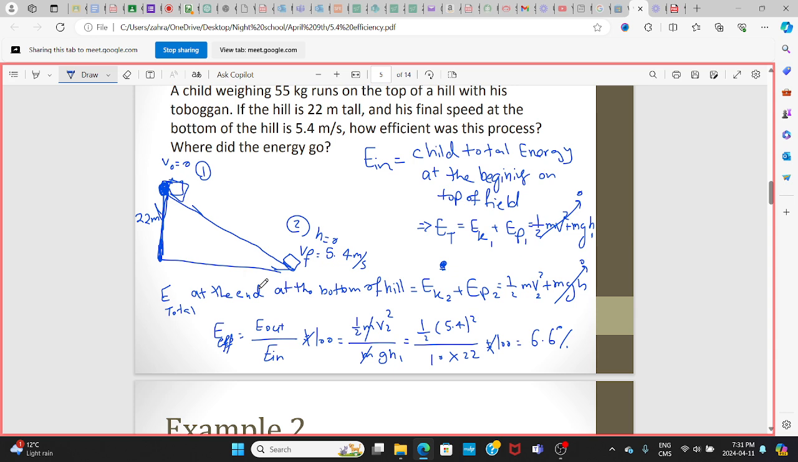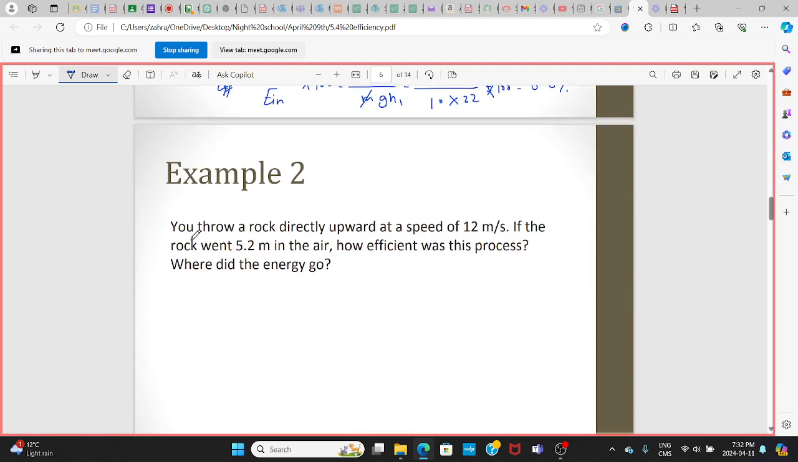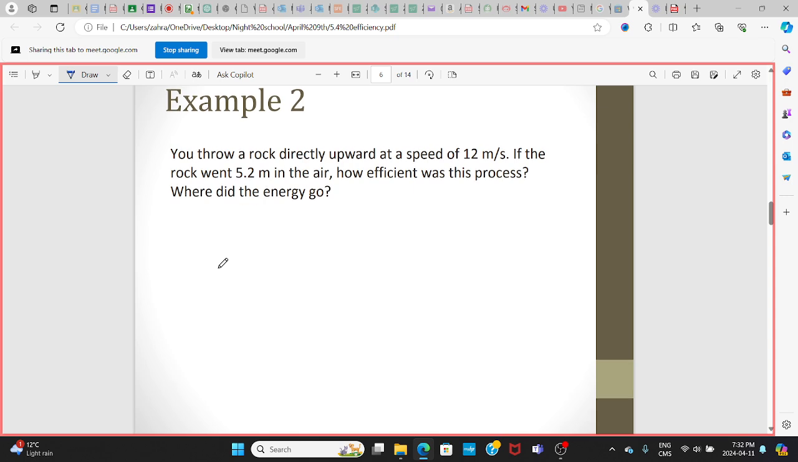Now, maybe if we do more questions it makes better sense. Let's just look at that. You throw a rock directly upward at a speed of 12 meters per second. If the rock went 5.2 meters in the air, how efficient was this process? Where did the energy go? Okay, let's just do that.